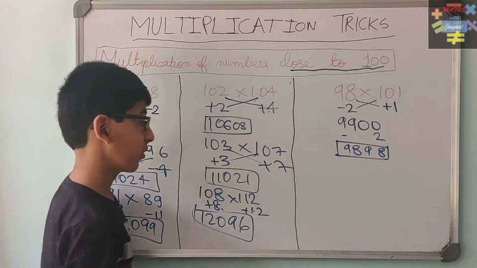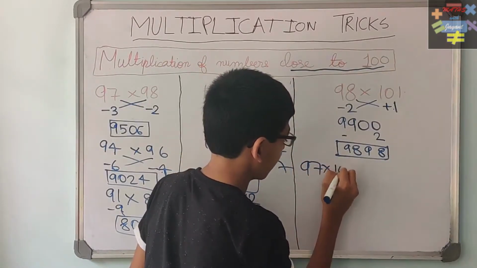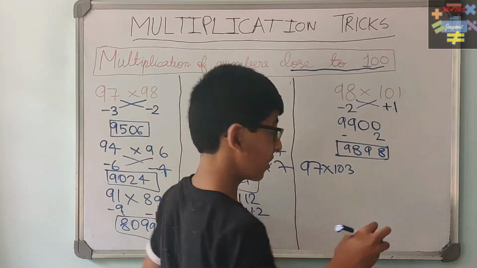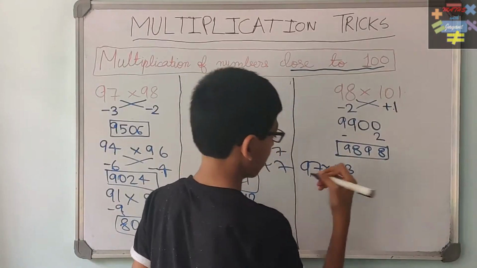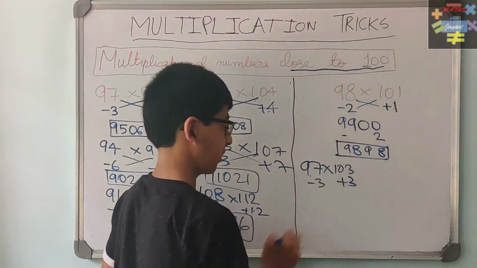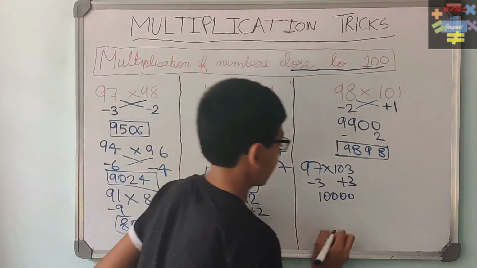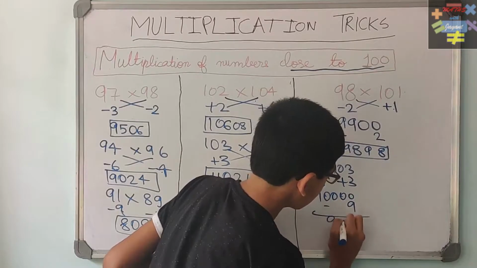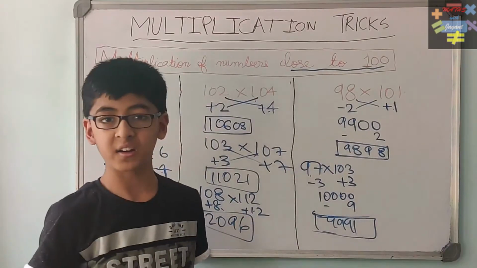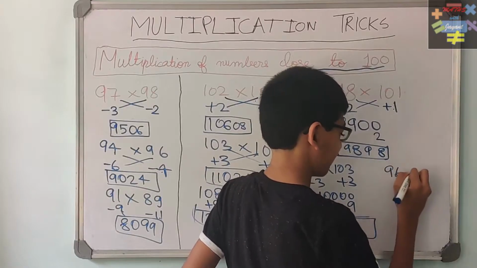Now let us solve questions like these more faster. 97 into 103. The first step is to check whether the number is more than 100 or lesser than 100. So 97 is 3 lesser, 103 is 3 more. If we do cross, we get 100, put 2 more zeros, 3 into 3 gives us 9, subtract, we get 9991. So our final answer is 9991.